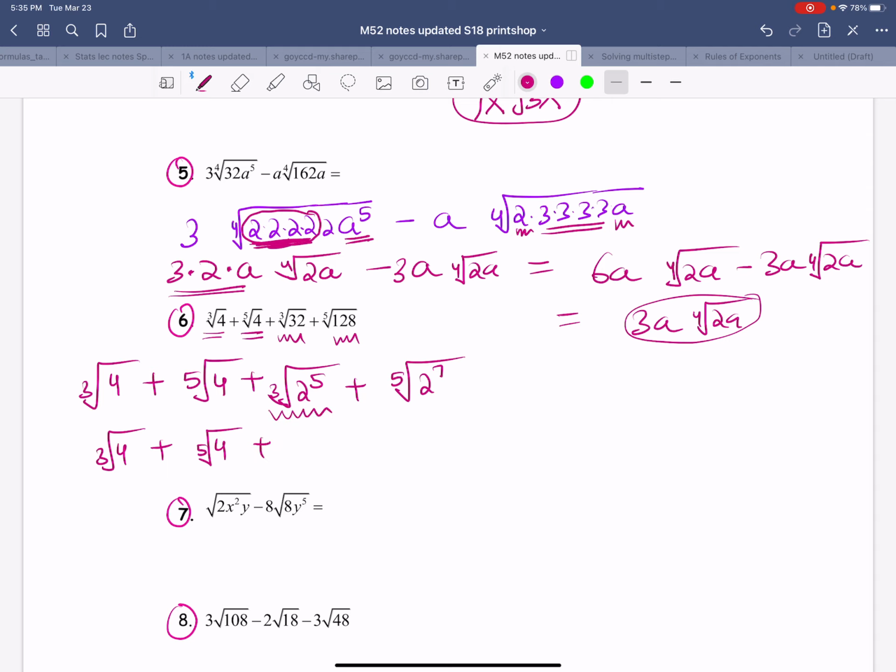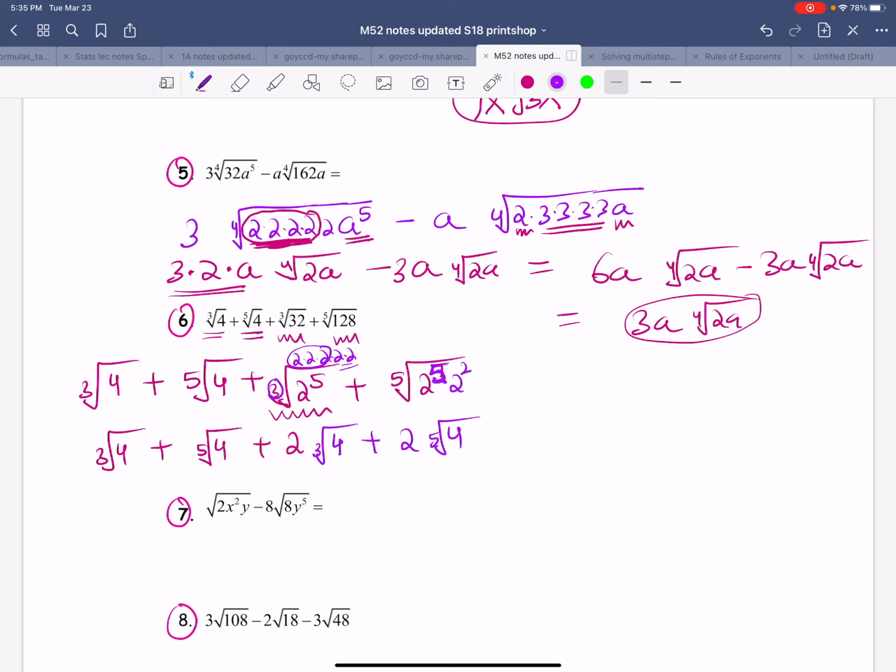But here, I have 5 2's inside. I can pull 1 2 out because I'm looking for groups of 3. So think about 1 2 3 4 5. So for these 3, 1 can be pulled out and the 4 is left inside, cube root of 4. Same thing here. We can write 2 to the 7th as 2 to the 5th times 2 to the 2nd power. And for 5 2's inside, 1 2 can be pulled out and we have 5th root of 4 left over.